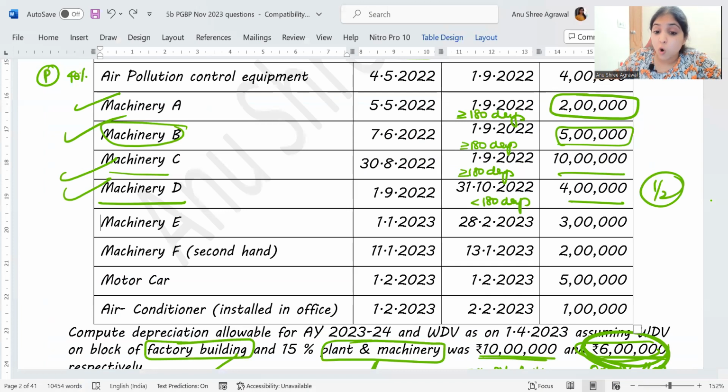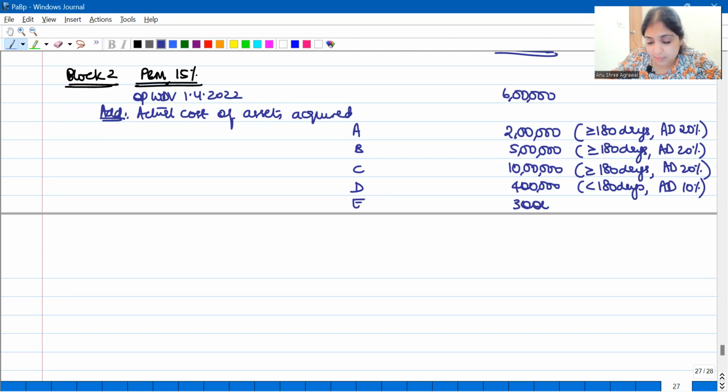Then we have machinery E, acquired on 1st January 2023, put to use on 28th February 2023, definitely in the same year. So because it is put to use in the same year, I will think about 180 days. It is put to use on 28th February 2023, which is again less than 180 days. So therefore, I will get only half year's depreciation, 3 lakhs. So machinery E, 3 lakhs. I will get additional depreciation also, but only 10% because less than 180 days. But don't worry, balance 10% next year.